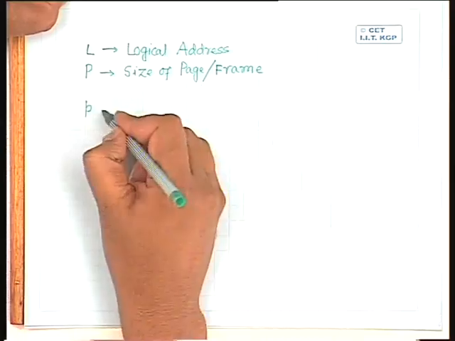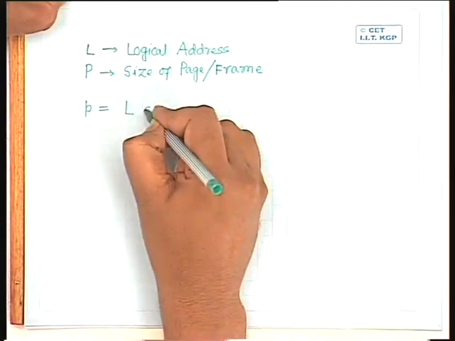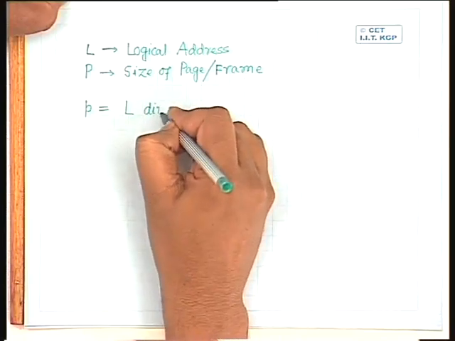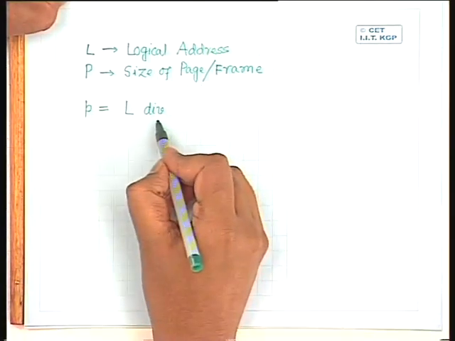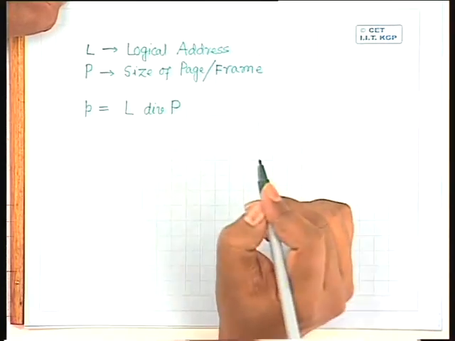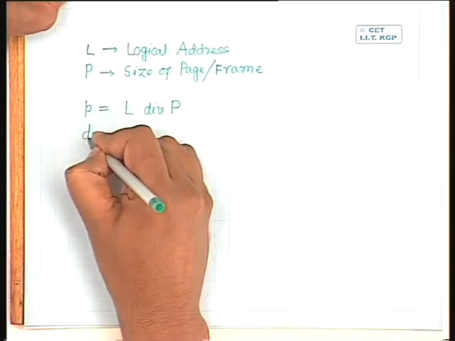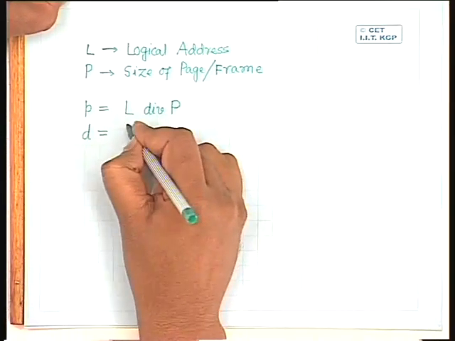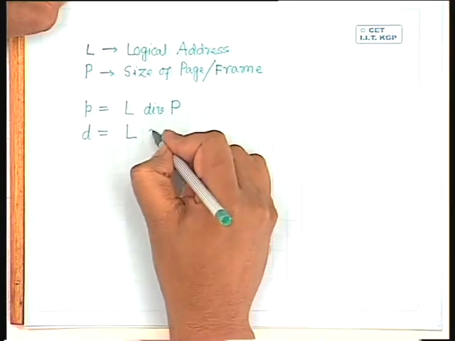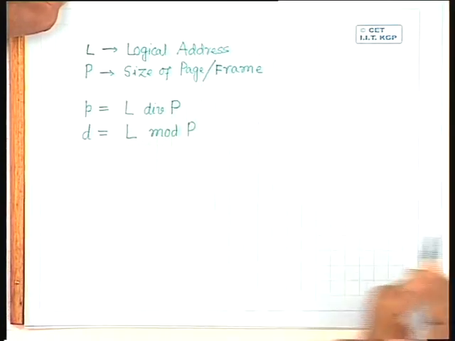Simply by the operation, the page number, if we put it as lowercase p, will be the logical address L integer division, I put div for integer division, by the page size P. And the offset within the page, which is d, will simply be the logical address L, using the mod operation, by the page size P.